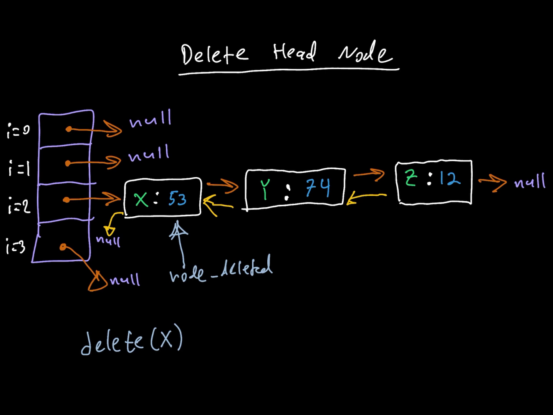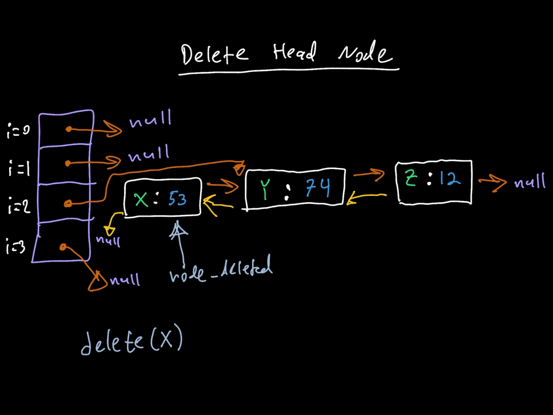So what would we do in that case? We would go to the node to be deleted, right? We would go to the next value. This next node is going to now be our head node, right? So update head to point to the next node in the sequence.